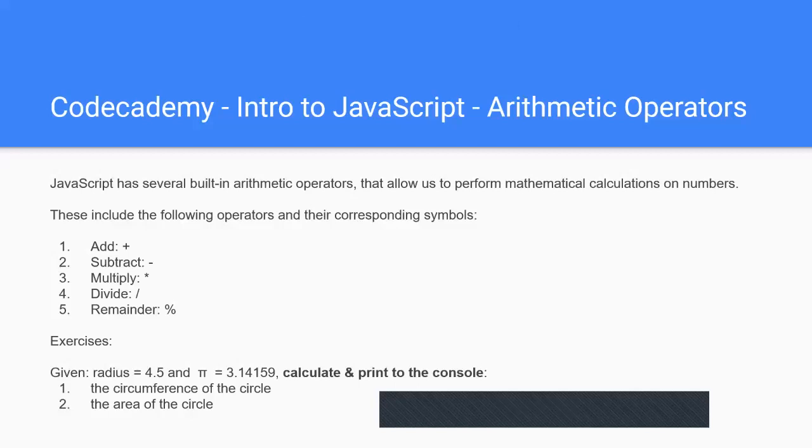The thing to keep in mind here is that the symbols they use are not necessarily what you might be used to. Addition and subtraction is pretty universal, but for multiply, instead of a little x, they use a star, so as not to confuse it with the letter x in your program. Divide is slash, and remainder is a percentage sign.